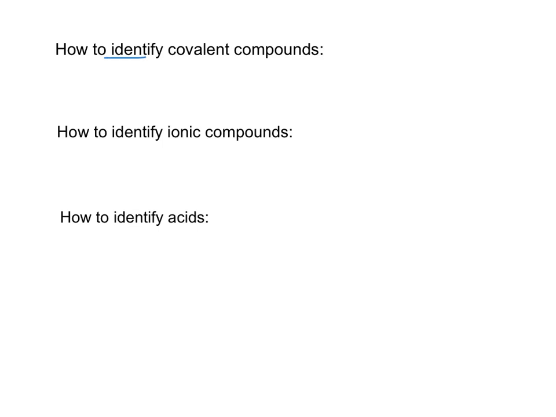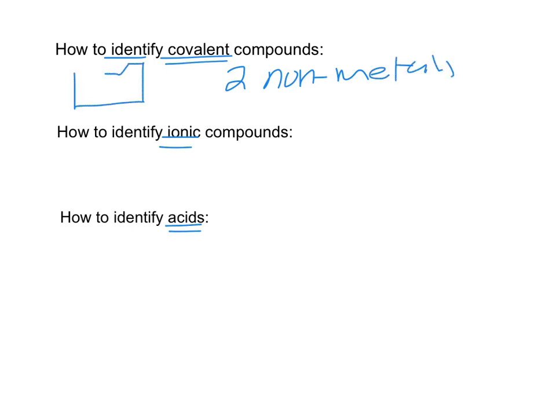How to identify covalent compounds versus ionic versus acids. For covalent, if you remember last unit, it was a bond between 2 non-metals. So you'll need to use your periodic table. Here's my lovely periodic table. There's that zigzag staircase, and non-metals are to the right of that staircase as well as hydrogen. And so if you have a formula like NH3, you have 2 nonmetals and you'll use the covalent system.